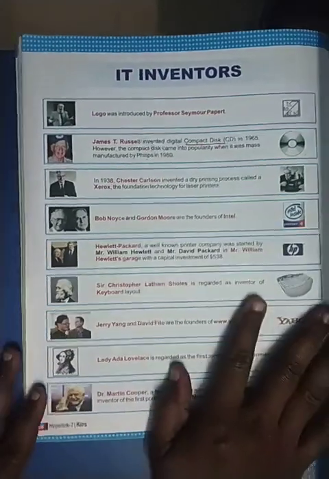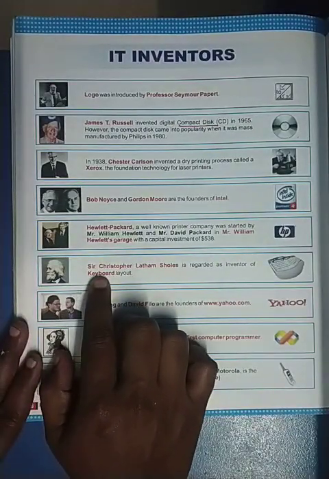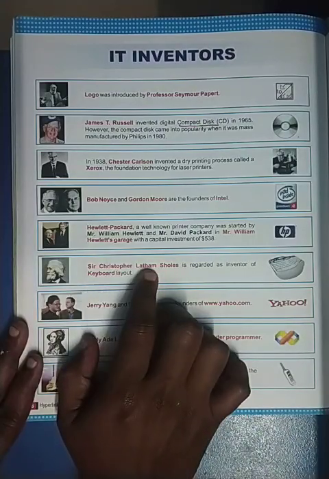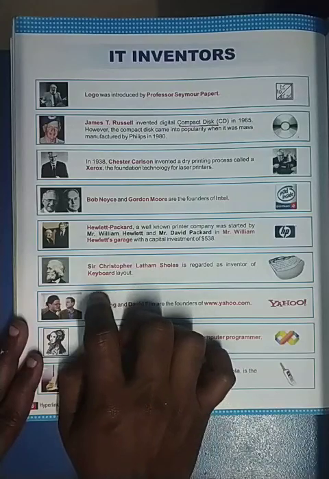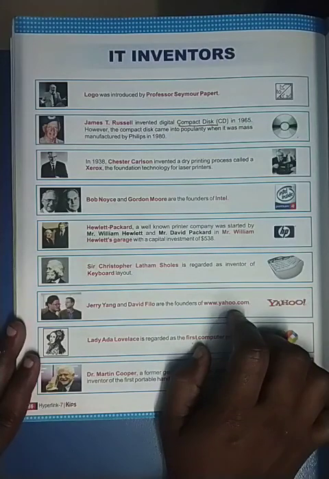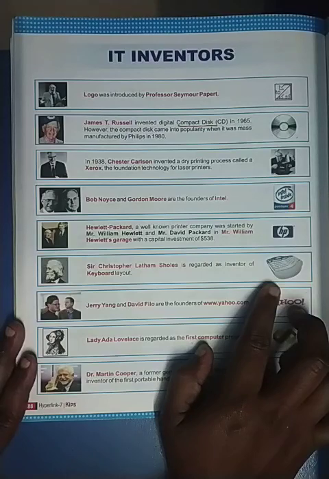Next, who invented the keyboard layout? Keyboard layout was first invented by Sir Christopher Latham Sholes. Sir Christopher Latham Sholes was the inventor of the keyboard layout. Layout means the proper alignment. We are now using the same layout used in the typewriter. The typewriter is a machine which you will still be seeing. How the keys are laid in that machine is the base for our computer keyboard also.